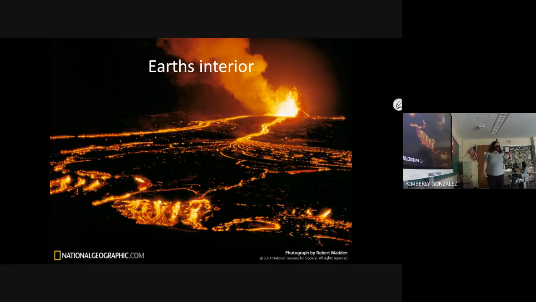We've gone over convection currents a million times by now. It's kind of a review. All right? So let's talk about the core. What does Ni stand for? Nitrogen. No. N is nitrogen. What does Ni stand for? Nickel? Yes, it's nickel.